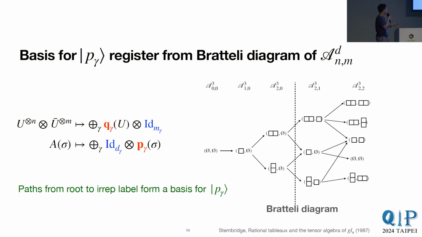So the statement is that this ERAP space of the PTP algebra has a basis that can be labeled by paths in this Bratteli diagram. In particular, if we look at an ERAP gamma that's labeled by the Young diagram to the rightmost of the diagram, then we can just trace back to the root, and that enumerates all the basis elements.